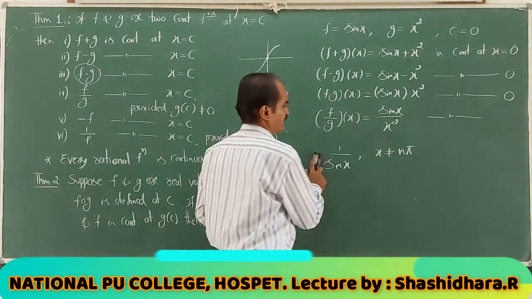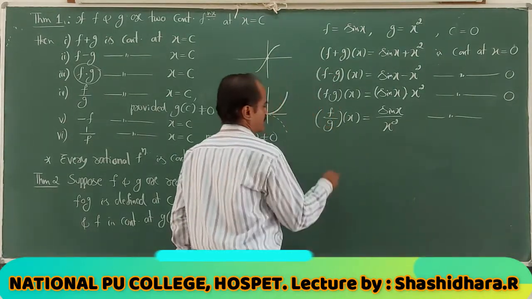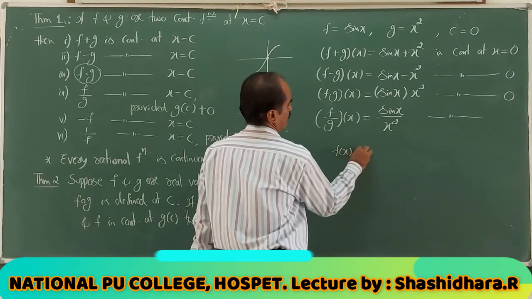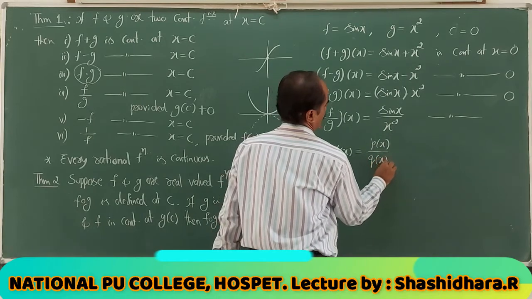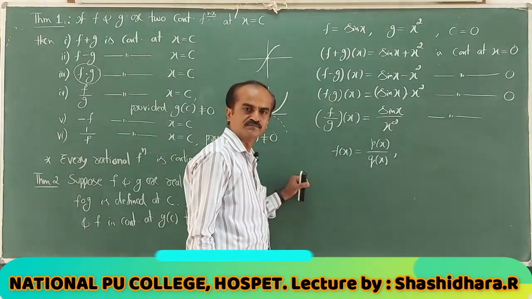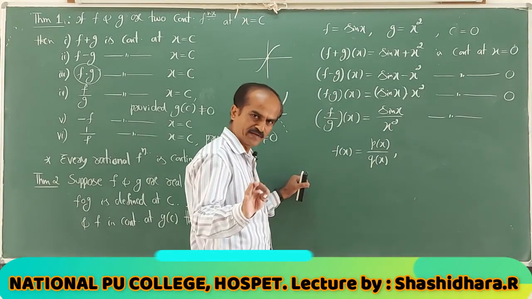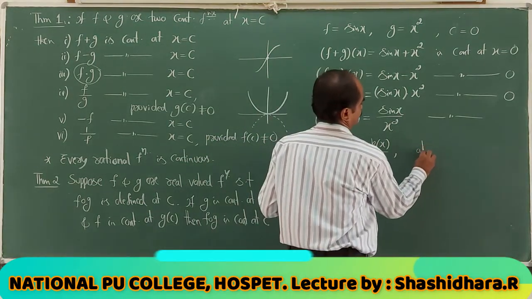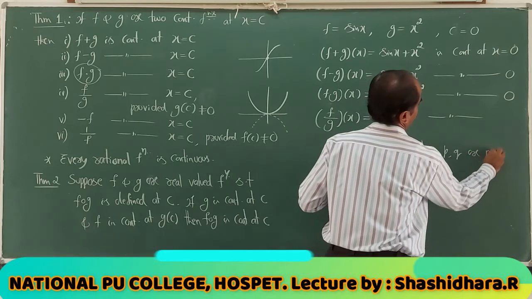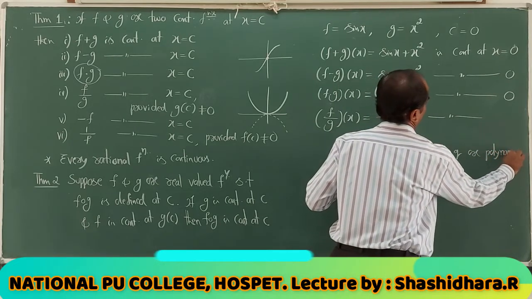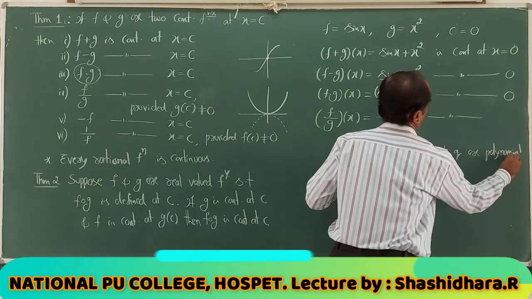What is a rational function? A rational function is of the form p of x by q of x, where p and q are polynomial functions.